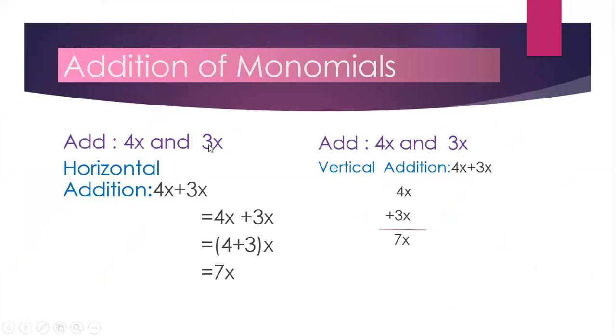When single terms, that means monomials, are there, how can we add them? 4x and 3x. If we want to add them, we get the answer 4 plus 3, 7x. This is the horizontal addition, and this is the vertical addition. We can add them because they are like terms, because both terms contain x.